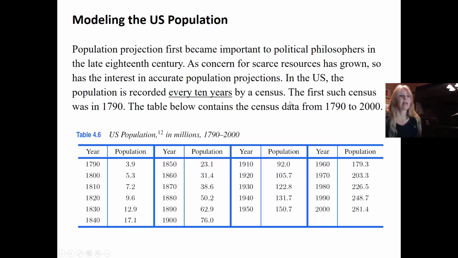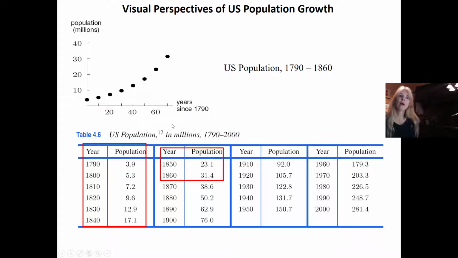So let's say that I have a population. Here we're looking at a table of the population of the U.S. from 1790 to 2000. If I graph the actual population growth, right away it looks very exponential.